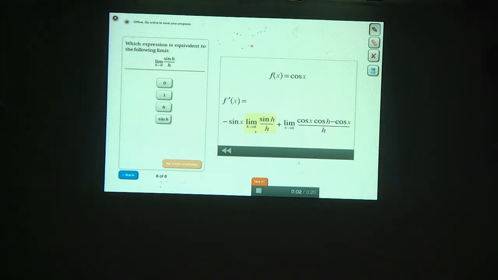This is an important trig limit, and if you've forgotten it, it wouldn't hurt to check out that tutorial again. For now, you can just try plugging in a small value for h. So this limit is approximately equal to the sine of a small number, say sine of 0.001, divided by that small number, 0.001. Make sure to use radians, and try plugging them in the calculator.